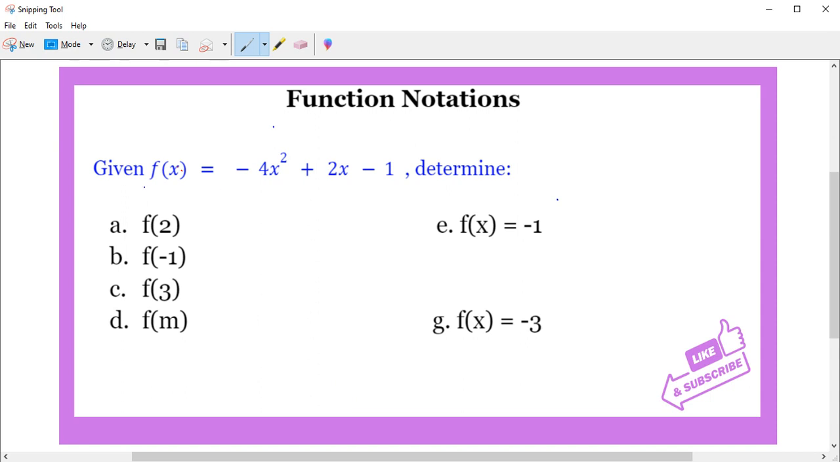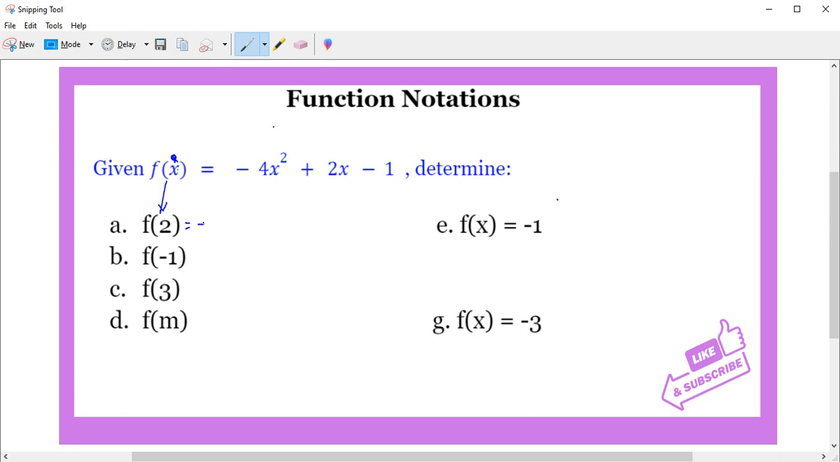Now, looking at your equation, this f of x is read as a function of x. This x is in reference to the independent variable on the left side. That means x is the same as every single x in there. Looking at letter A, f of 2 means your x has become 2. The 2 will replace this x, and every time you see an x in this equation, you will replace it with 2. In fact, we will replace it with parentheses.